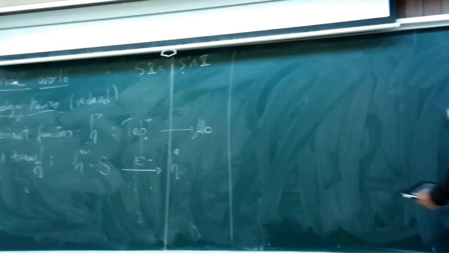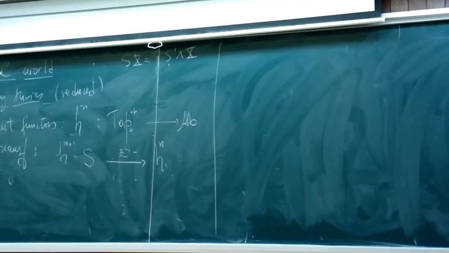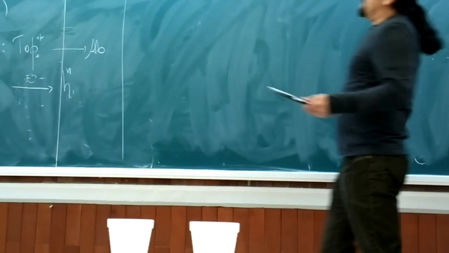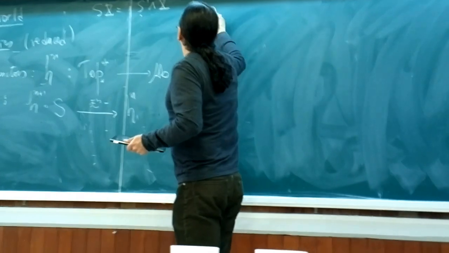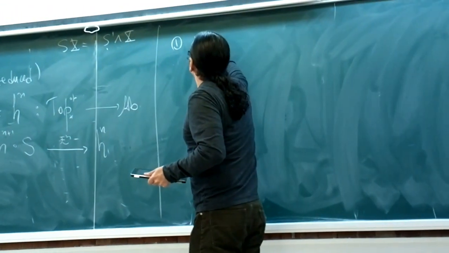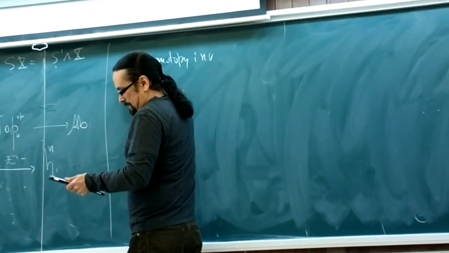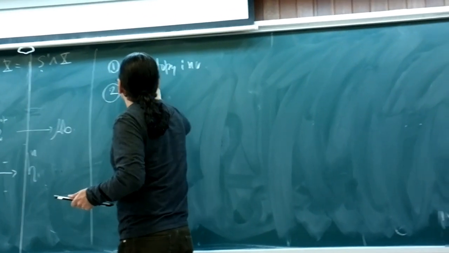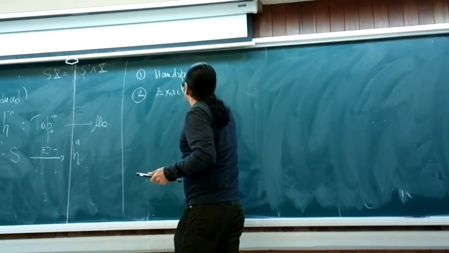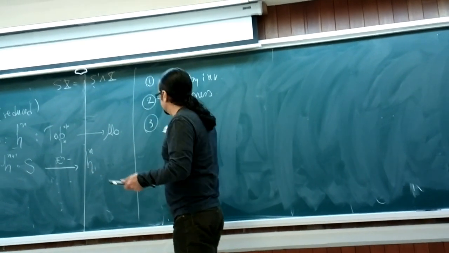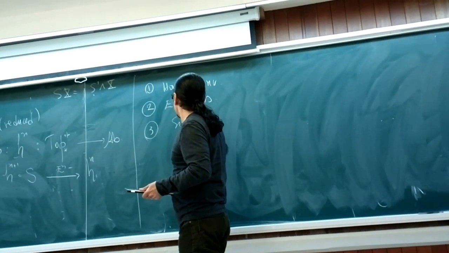Now I'm also taking the liberty of saying Top for topological spaces. You can assume they are spaces with the homotopy type of CW complexes. Let's not worry that much about it, but that's what it should be. And so let's see. The axioms are homotopy invariance, right? So the other one would be exactness. And the other one would be the suspension axiom.